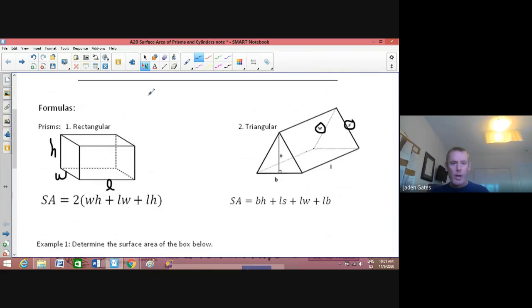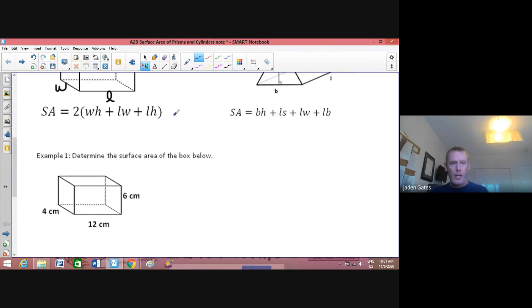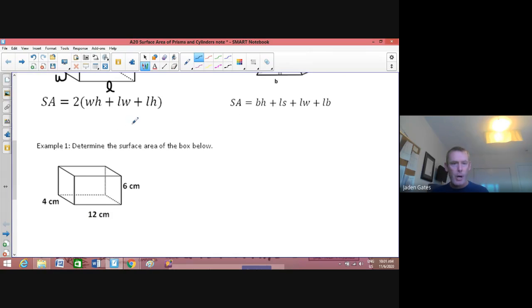All right, so here we go. Determine the surface area of the box below. Well, I've got my formula just up above. We need our width, our length, and our height, so I'm going to label them. That's something I always do, especially with this type of formula, when you've got tons of variables going on, it's easy to get mixed up. So I've got my width, my length, and my height labeled.